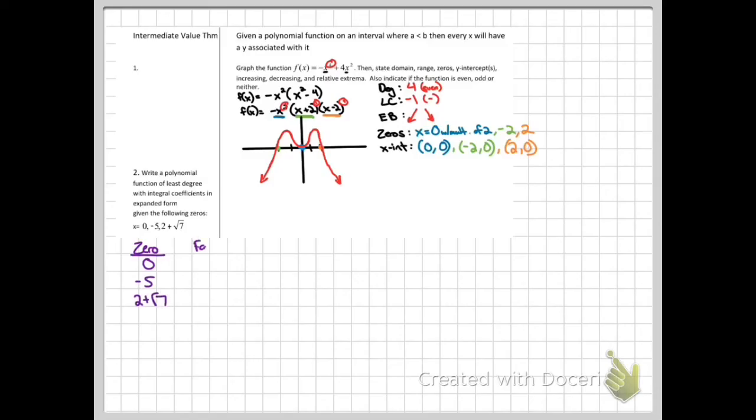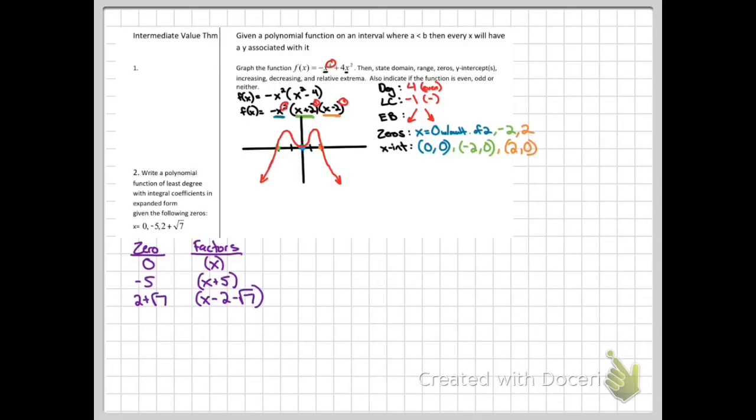We want to turn those into factors. So 0 product property, what gives me an answer of 0? Well, that's just x by itself, as a factor. x what would give me a 0 of -5? Well, it's opposite, so it must be +5, as a factor. Same idea, x opposite, so -2 minus √7.